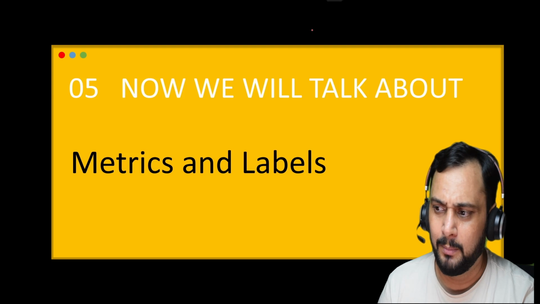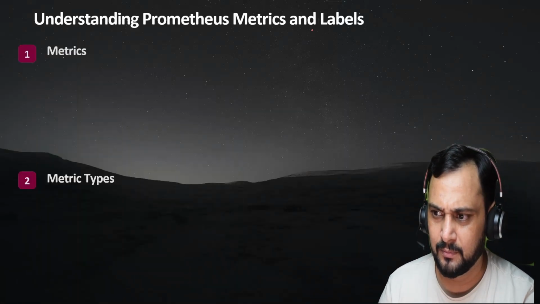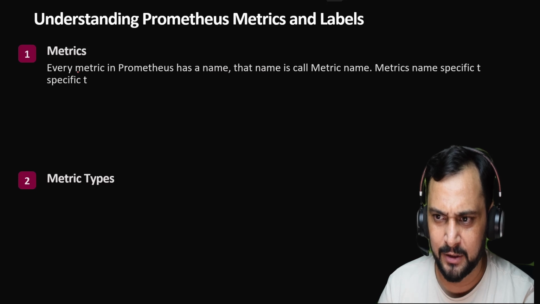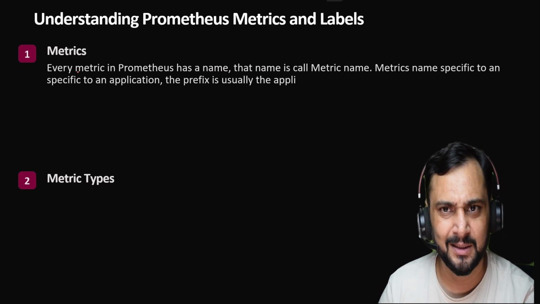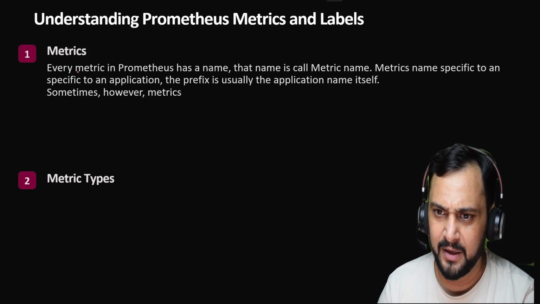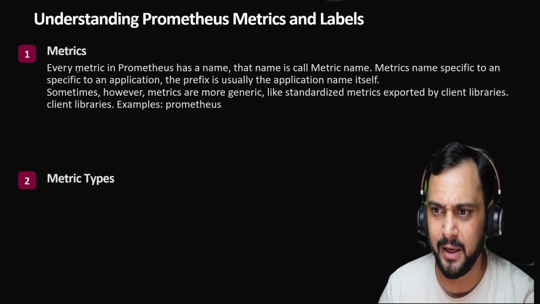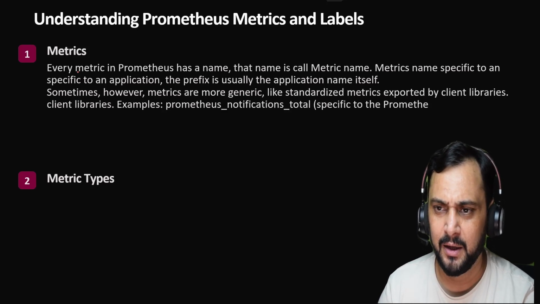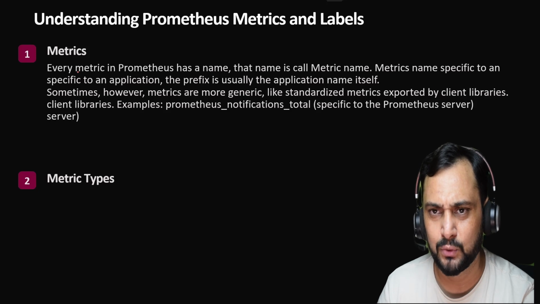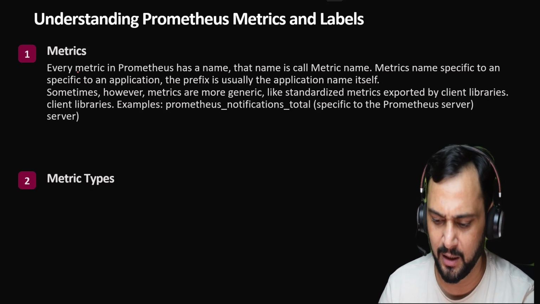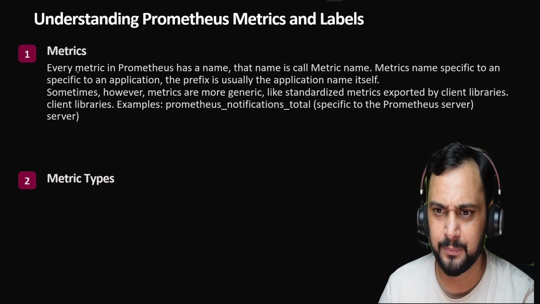Let's talk about metrics and labels. Every metric in Prometheus has a name. That name is called the metric name. Simple. The metric name is specific to an application. The prefix is usually the application name itself. Take an example, node exporter. All the metrics start with node underscore something like that. I will show you. Don't worry.